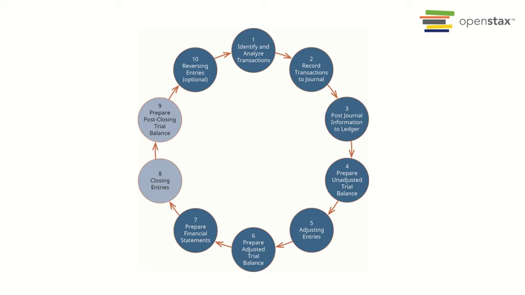Remember this graph? This represents the accounting cycle. In the previous chapters, we learned about steps 1 to 7. In this chapter, we're going to look at step 8 and step 9.